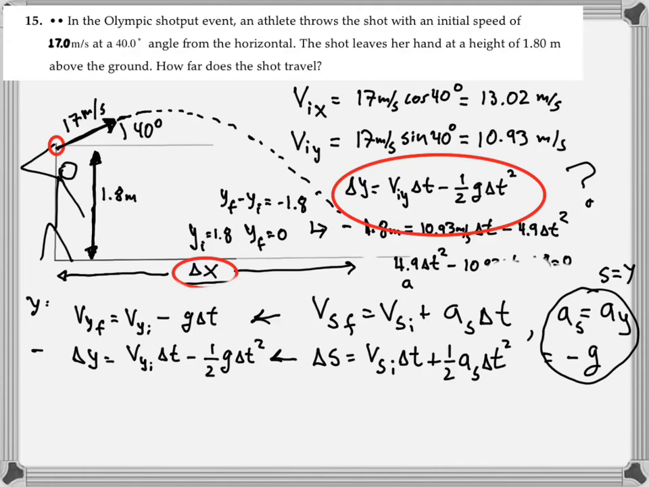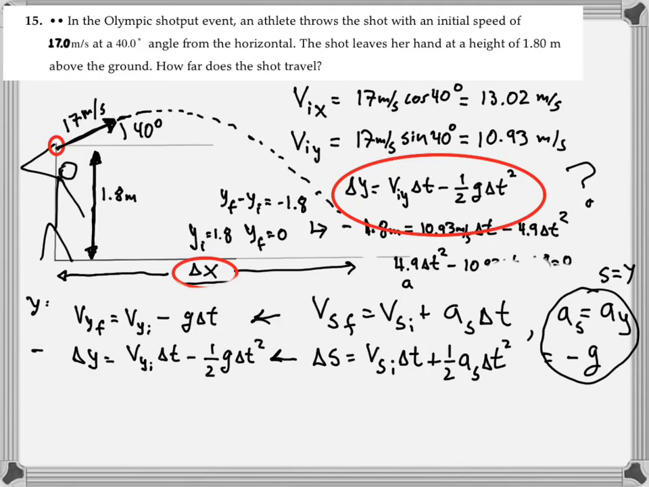The second equation that you can take a look at is delta y equals Vy initial delta t minus 1/2 g delta t squared. That's the one we actually ended up using. But just to remind you, this equation is coming from the equation in the formula sheet that says delta s equals Vs initial times delta t plus 1/2 a_s delta t squared.